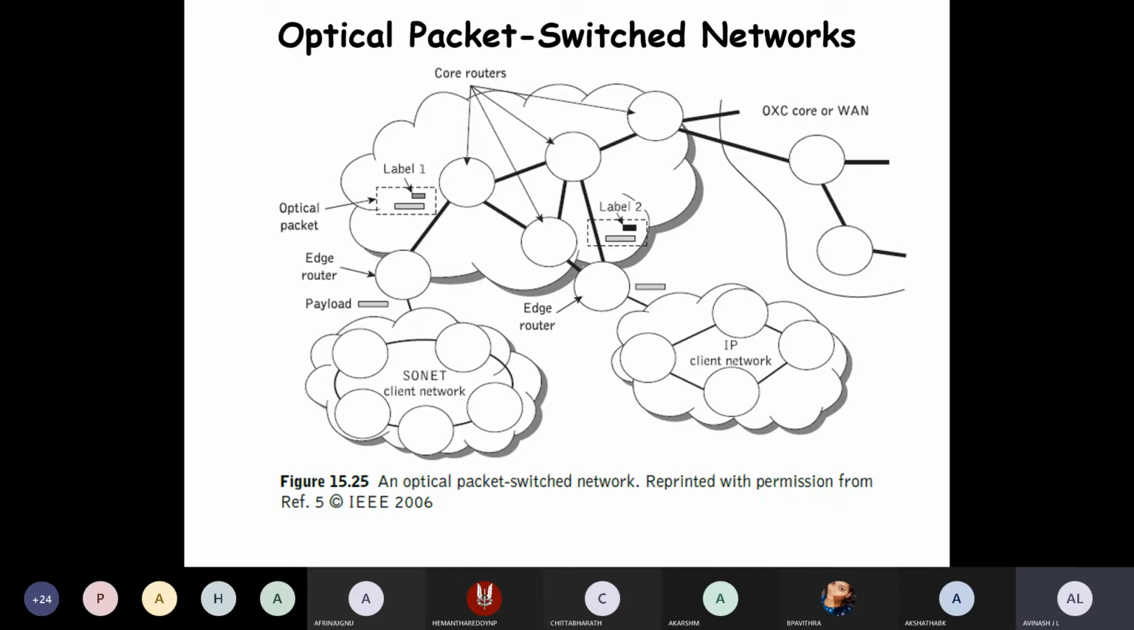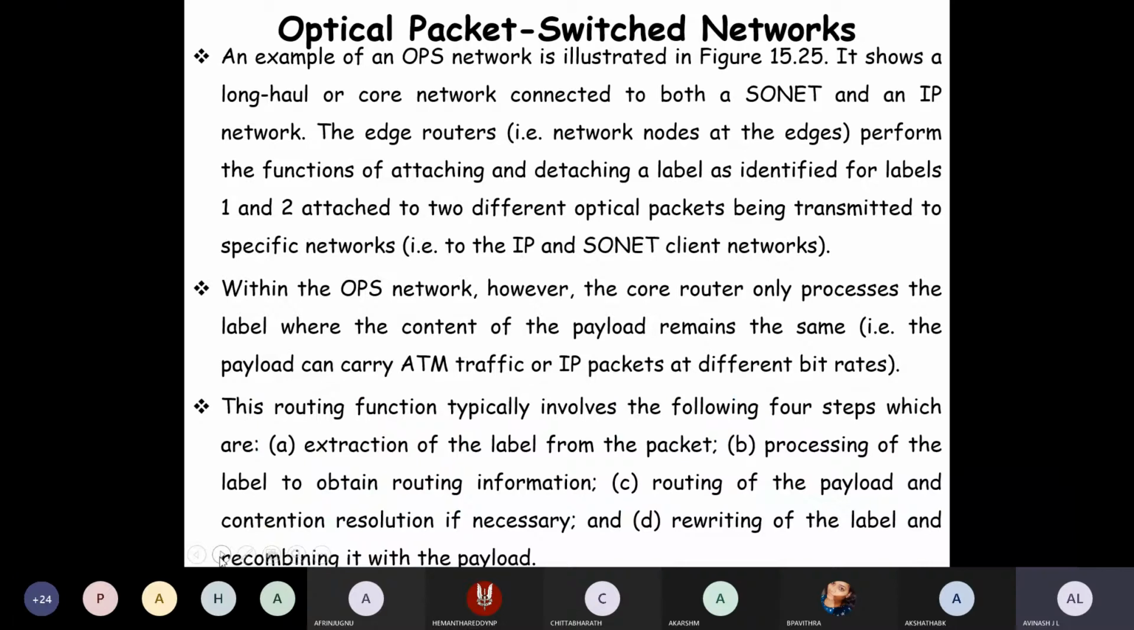You can see that once one particular area is over, there is an edge router. Through the edge router, we are going to connect the different networks. You can see that there is a SONET client network and an IP client network, and then there is an optical cross connect core and WAN. You can see this particular diagram. This is the example that I told you.